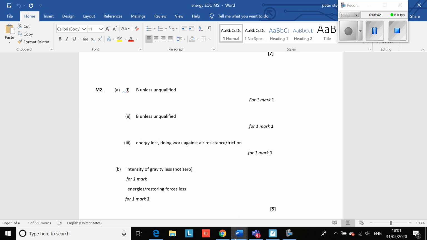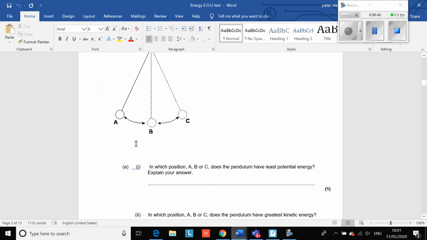So as I said, as the pendulum swings, it pushes through the air and it transfers some of its energy to the air. So with every swing, it will just swing slightly less. Okay, so energy is lost because energy is being transferred to the surroundings.